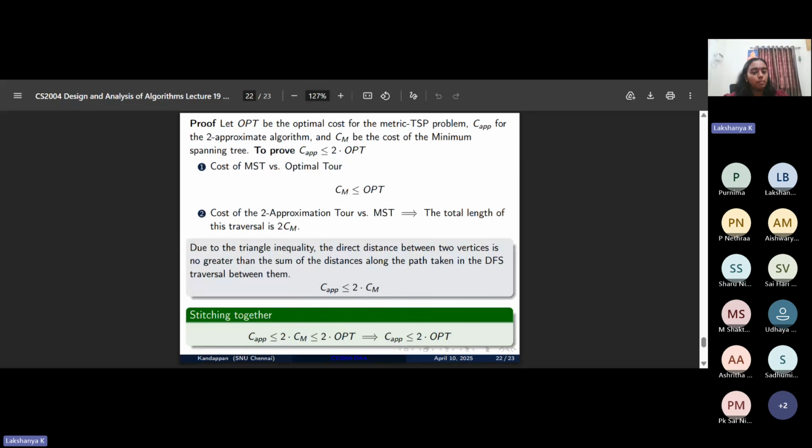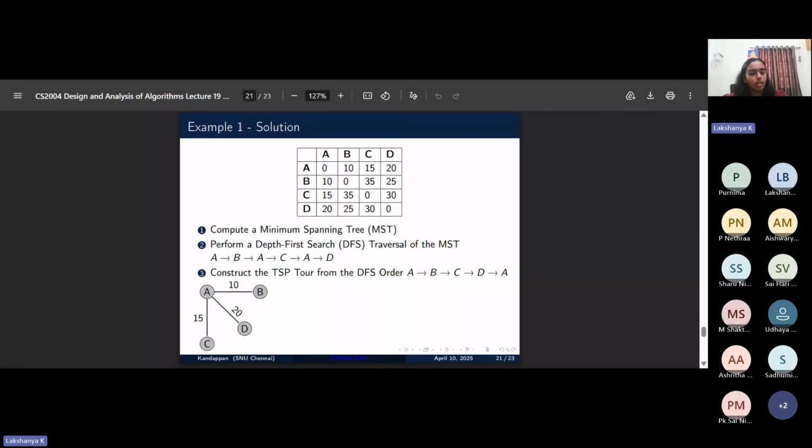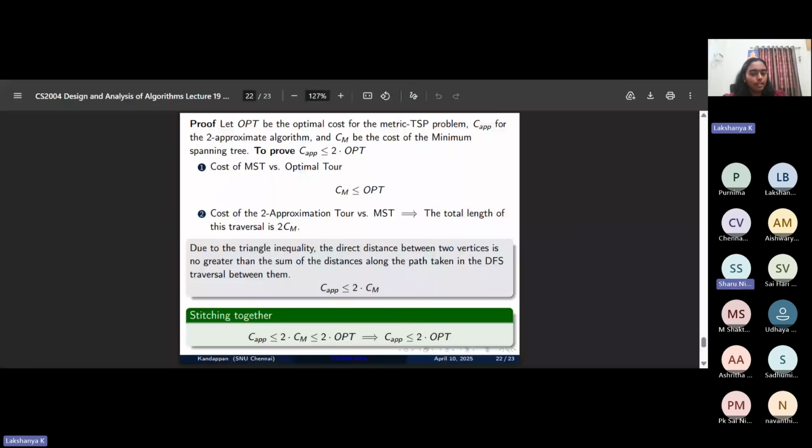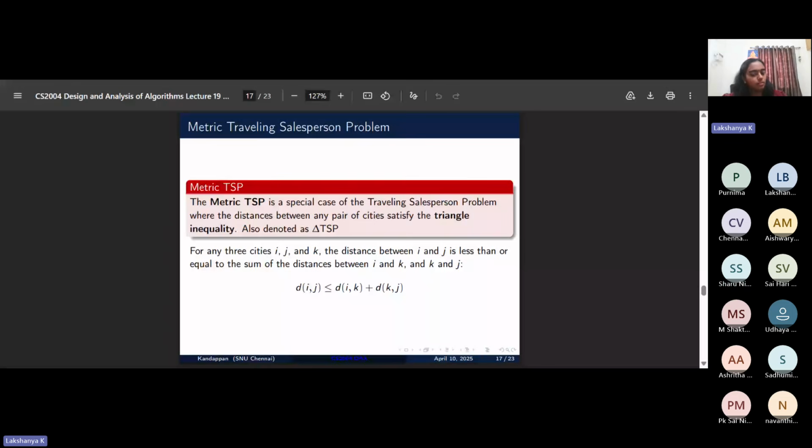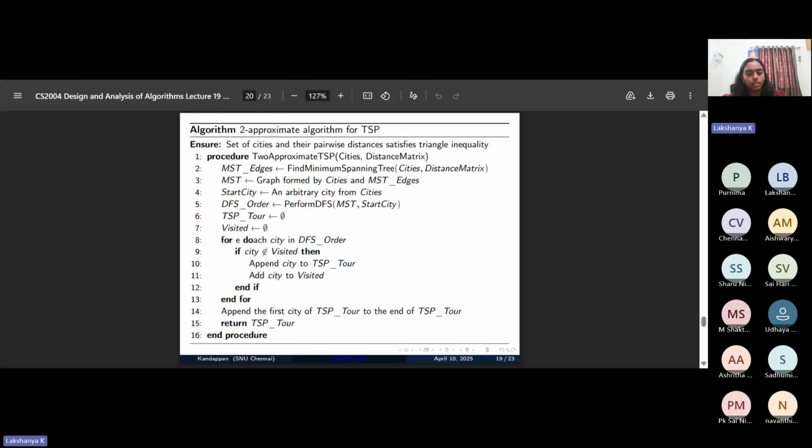And how can we prove this? It's nothing too complicated. First thing is, the cost of the minimum spanning tree we construct will be less than or equal to the optimal cost. And this property is guaranteed provided the triangle inequality is satisfied. So that is a given to us.